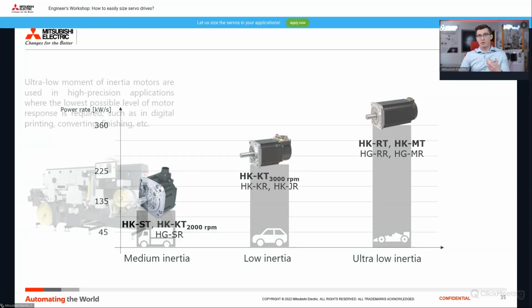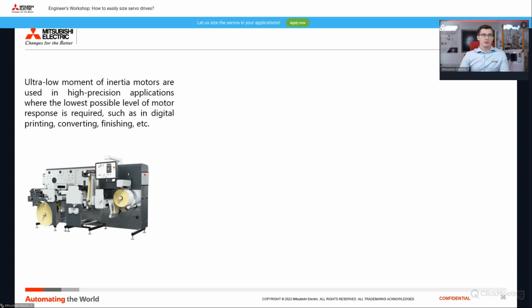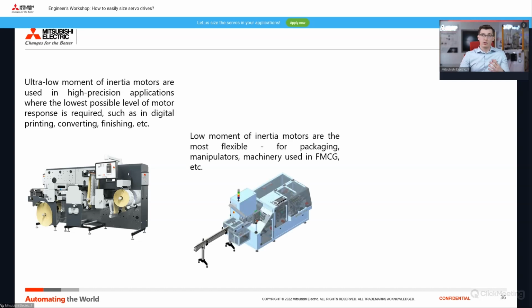And when we are talking about the application, let's start from the ultra low inertia motors. They are used, as I said, in the high precision applications where the lowest possible level of motor response time is required. So, for example, digital printing, converting, finishing, and also very dynamic manipulators. These are the kinds of applications where you will need the ultra low inertia motors to achieve the biggest possible performance. Then low inertia for packaging, for manipulators also, with bigger loads, not the highest dynamic that you can possibly imagine.